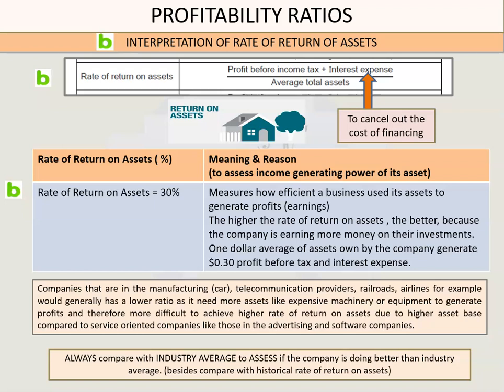Now, of course, companies that are in the manufacturing, telecommunication providers, railroad, and airlines industry generally have a lower ratio because they need more assets, more non-current assets to generate profit, and therefore it may be more difficult to achieve a higher rate of return because of the higher asset base, compared to service-oriented companies which may not have as many assets. Again, you must compare this with industry average.